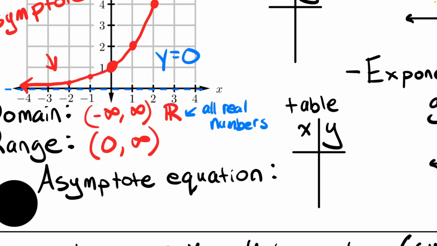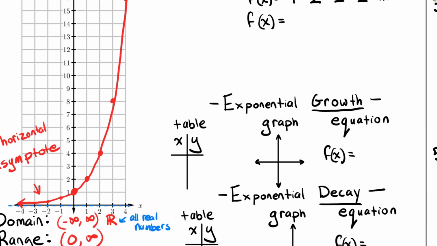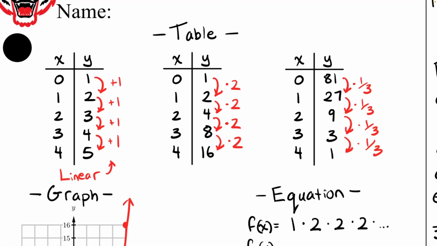We're learning lots, right? Oh, by the way, the asymptote equation, I wrote up here, but let me write it down here. It's y equals 0. All right, so now let's talk. We've talked about a table, a graph, and finally, we're going to do an equation.